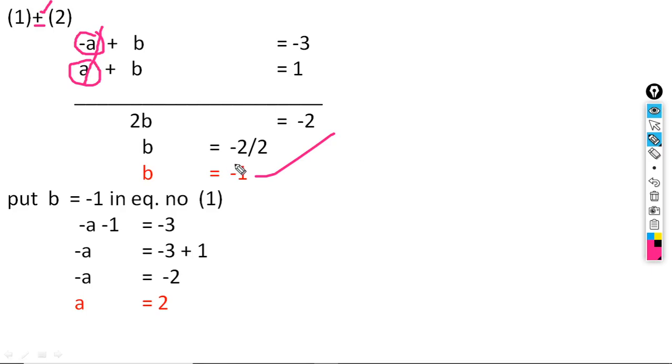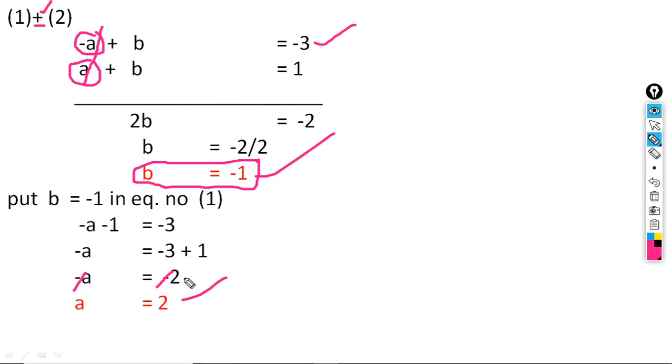And the next step, once we find the value of b, which is minus 1 here, we want to substitute this value of b in the first equation. This is the first equation. We'll substitute in this equation. So you get minus a, and b is minus 1. Minus a minus 1 is equal to minus 3. You get minus a is equal to minus 3 plus 1, and the value for minus a is equal to minus 2. The negatives cancel out, and the value of a comes to be 2.